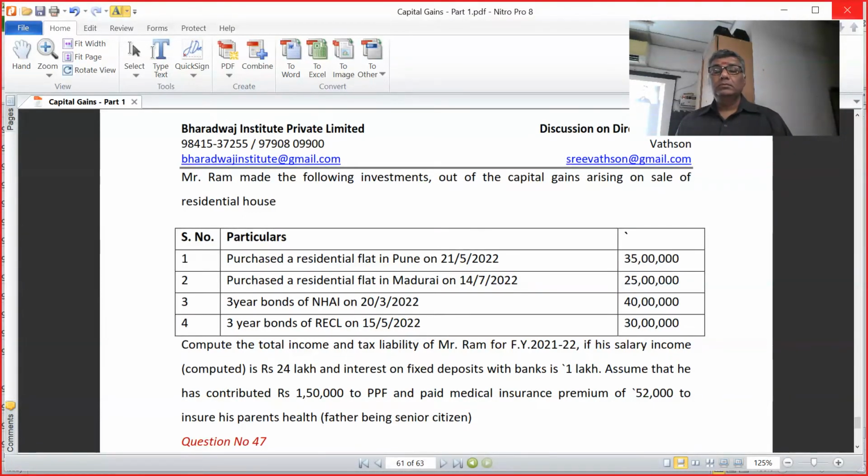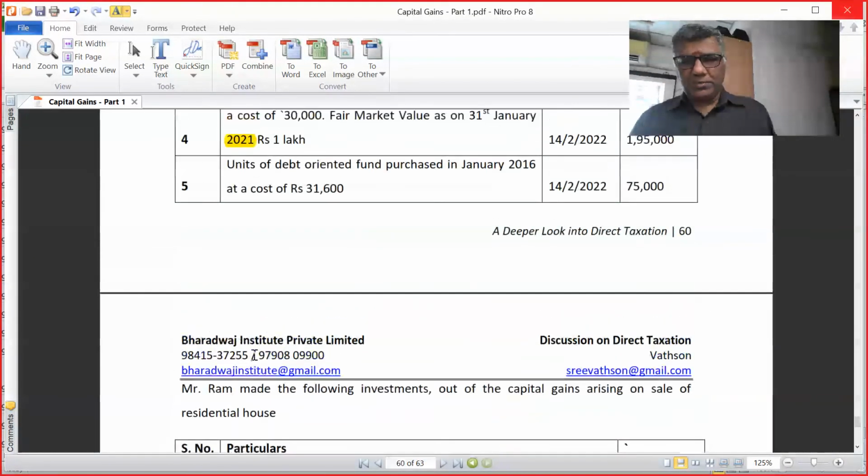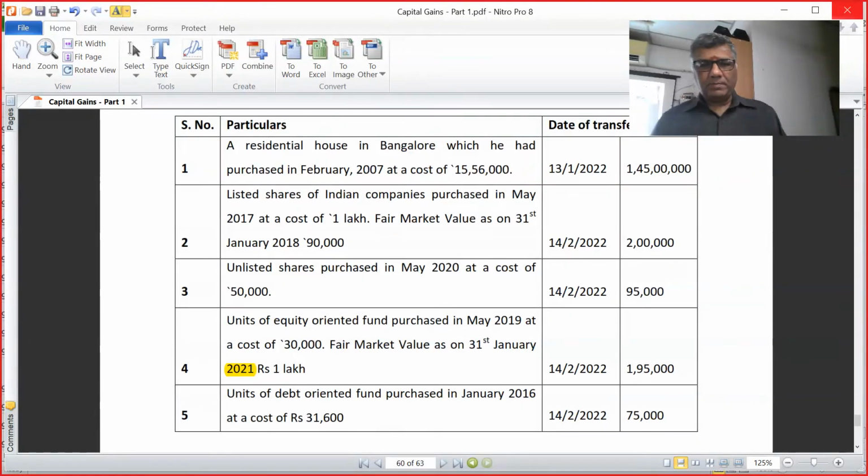Now, debt oriented. No indexation. Debt oriented. This alone change it to 2018. Please understand. Residential house, listed shares and equity oriented fund. I should have given its own question, so sometimes I miss. Assume that STT is paid. I want you to work out according to 112. That's why these two.